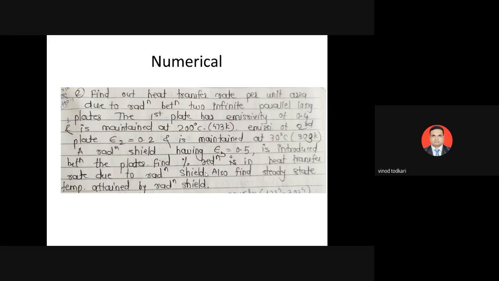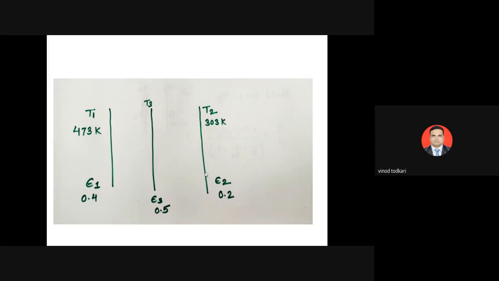Let's say that without radiation shield, the heat transfer rate is 100 watts per meter square. And with radiation shield, the heat transfer rate is 60 watts per meter square. So how much is the percentage reduction? It is 40. How I have calculated that 40? 100 minus 60 upon 100. So percentage reduction will be equal to Q without radiation shield minus Q with radiation shield divided by Q without radiation shield. So simply if you substitute that, now see, this is the given problem.